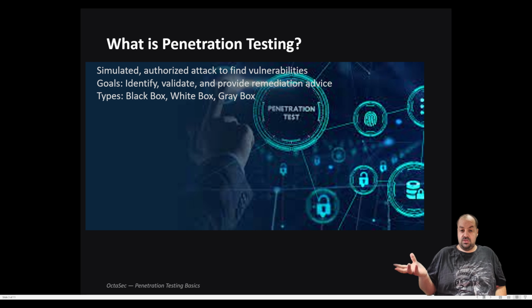And there are three types of pen testing. There is black box, where you are really penetrating from the outside, from the internet, and you don't know anything about the organization except what you find in OSINT. Only the things you find in OSINT, and that's all you go on.